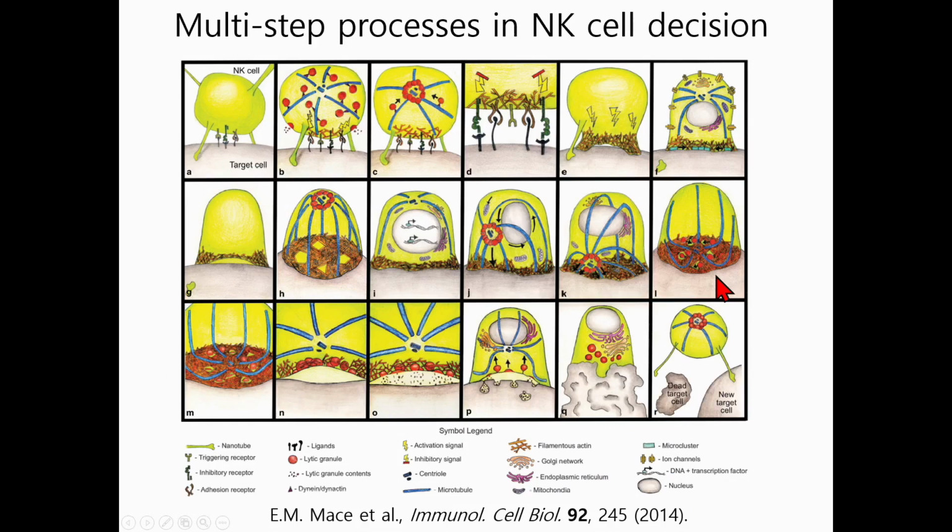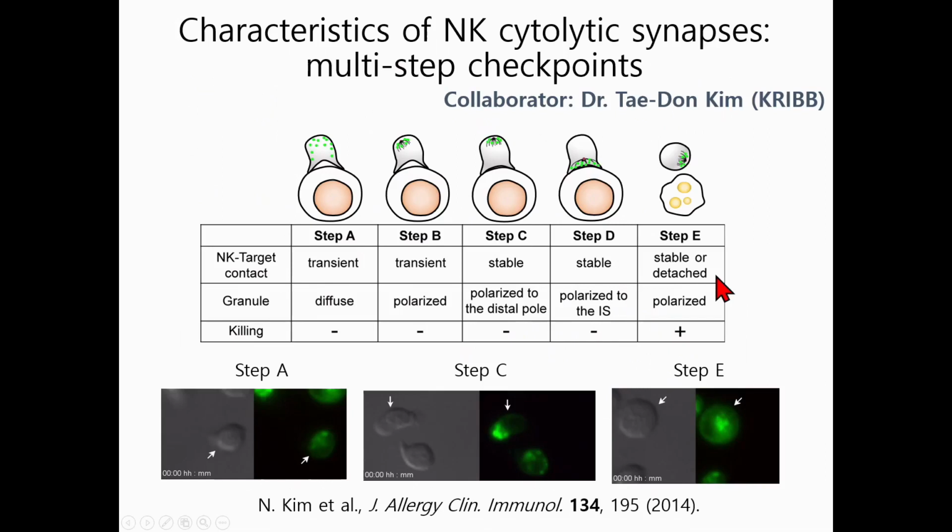Jordan Orange actually made a nice cartoon showing there are 16 steps of NK cells making their decision for killing. That means they are very conservative and very careful. But their decision-making is very, very slow in some sense, and an inhibitory signal can come in at any of the stages to override this. I don't think we can do that kind of 16-step classification, so we simplified it and made 5 distinct steps.